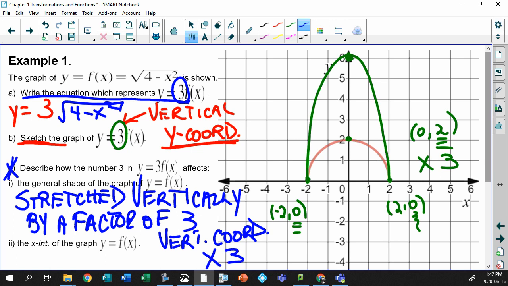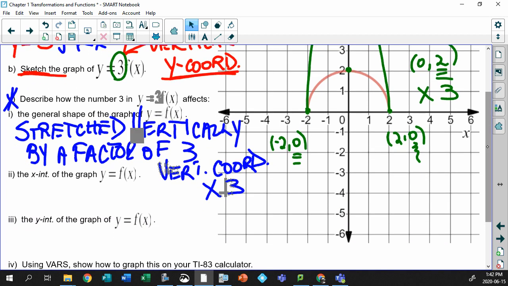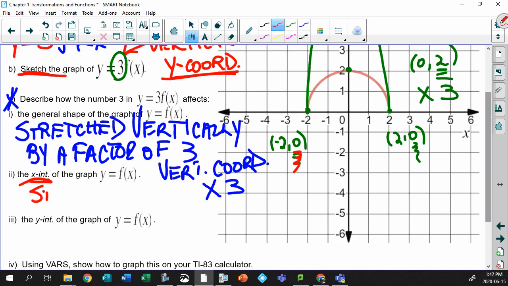Now, look what happens here. I've put some important stuff down. What about those x-intercepts? Those x-intercepts were originally zeros. So multiplying by whatever you want isn't going to change the x-intercepts. These stay the same. The reason why they stay the same is because they're a 0 coordinate to begin with, and anything times 0, there you go.